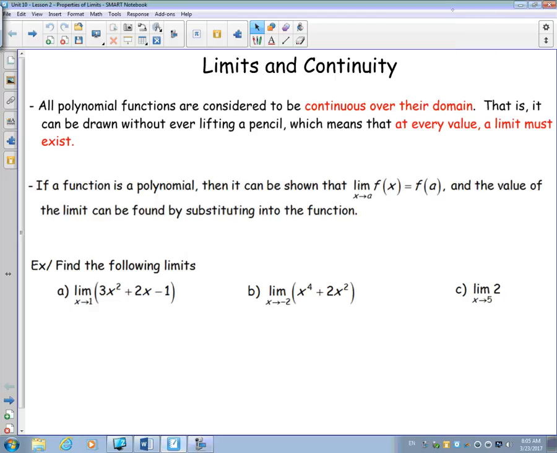In this lesson, we're going to examine how we can calculate limits in some faster ways, some more robust ways, if you will, instead of having to do left and right hand limits all the time. We start off by looking at polynomials.